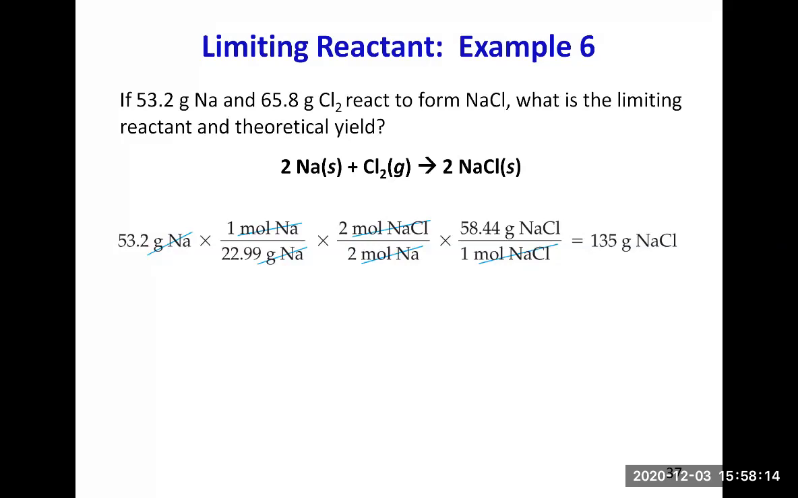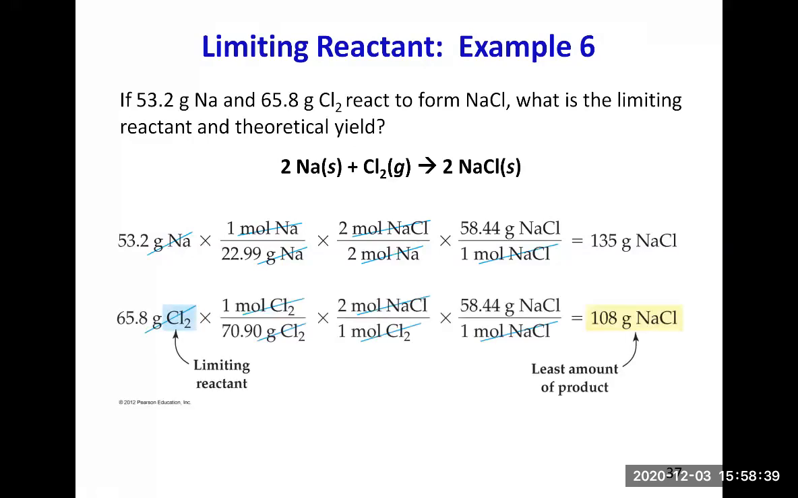We need to keep 3 sig figs because there are 3 sig figs in the given amount, and both molar masses have 4 sig figs. And then the 1, 2, and 2 and 1 more are all exact numbers. So you keep 3 sig figs, and so you keep the 1, the 3, and the 5, and that's where the dot is. So that's 135 grams of NaCl produced from 53.2 grams of Na.